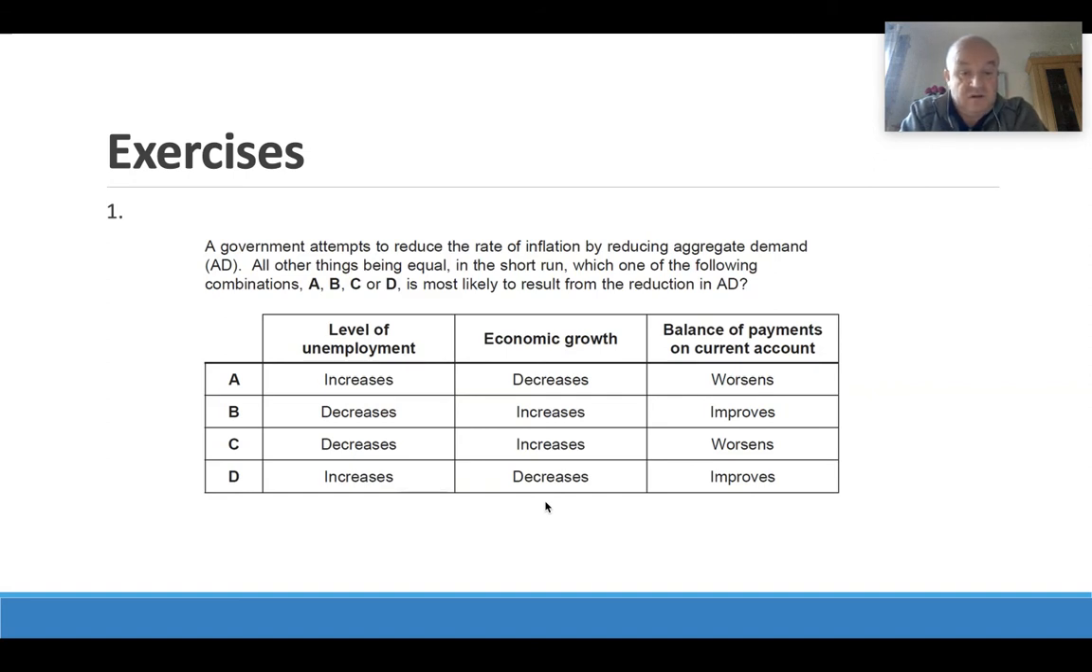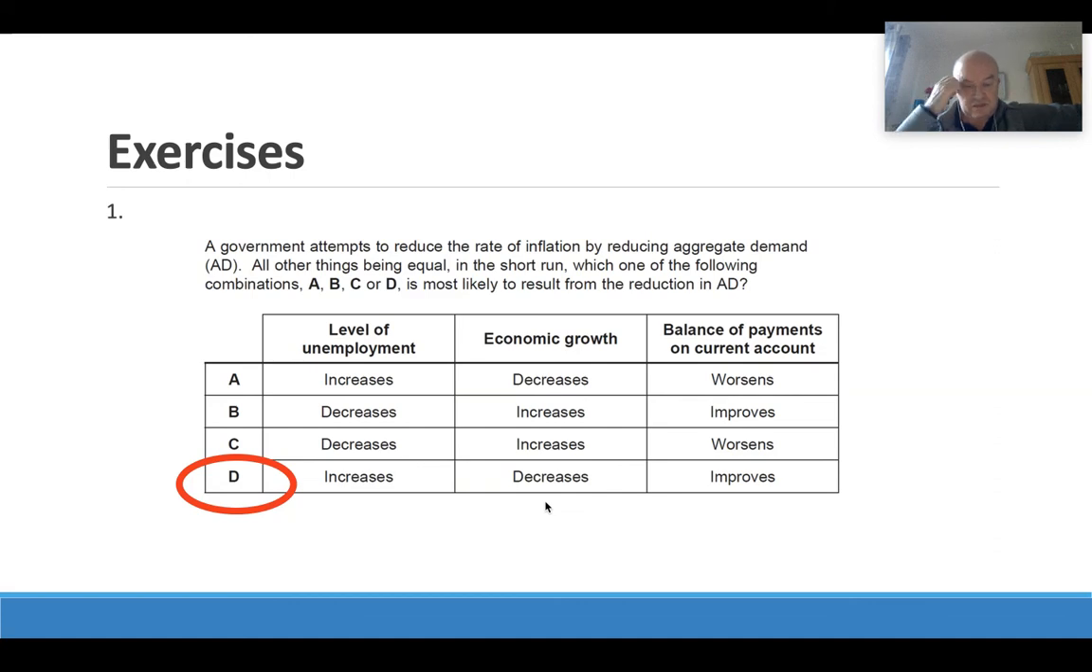Okay, so in this scenario, if we've got A, B, C, or D, we've got to consider all the things that have been asked in the question, plus make sure that each one of those things is actually the desired effect. So in this instance, we're looking at the government's attempt to reduce the rate of inflation by reducing aggregate demand. In the short run, which one of these combinations is most likely to reduce aggregate demand? So give it some thought, have a go at answering the question, and then we'll come back and look at what the response should be.